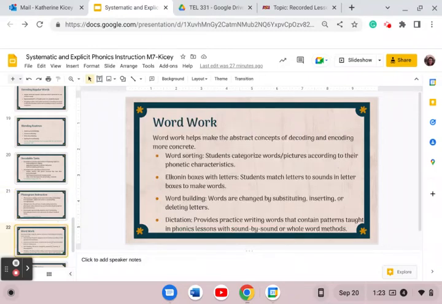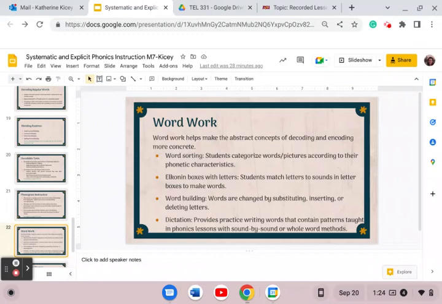Word work. I know that I've been hearing this a lot more in classrooms, and I hope some of you are seeing some word work going on in your internships. Word work helps make the abstract concept of decoding, remember breaking down the word, and encoding, which means putting that word together with letters, so spelling, more concrete. We saw a lot of word work in the video at the very beginning of the lesson. The student was breaking apart the word and changing the word, and then putting that to practice as they were reading.